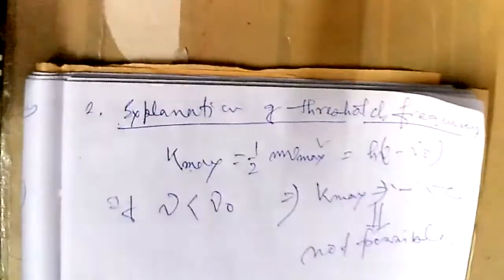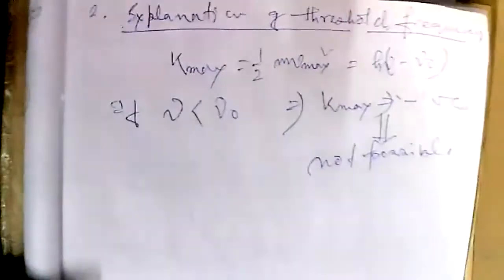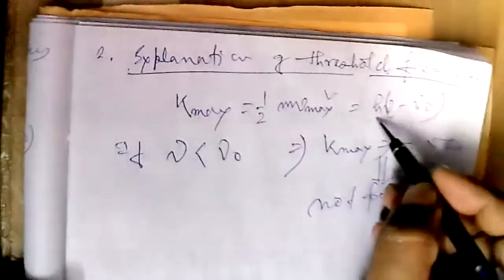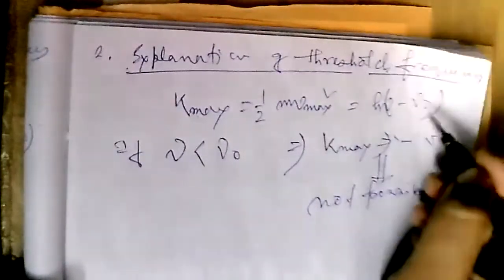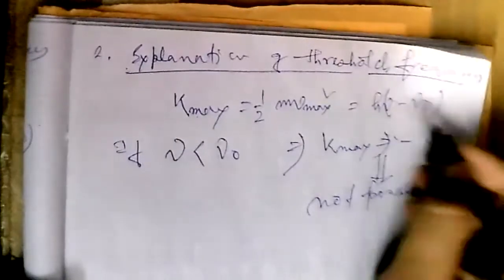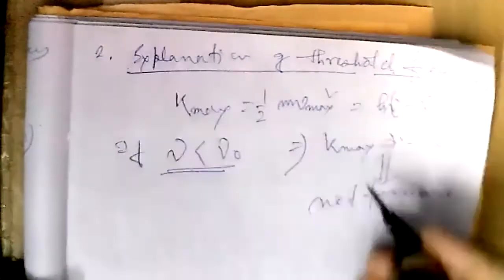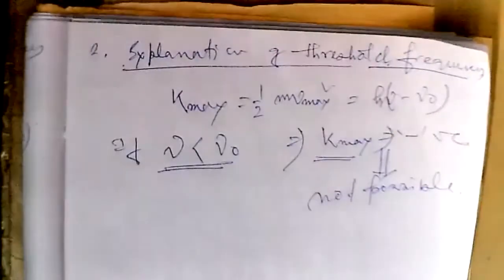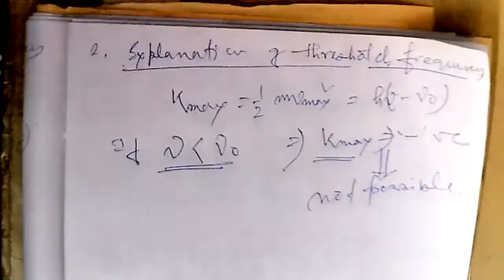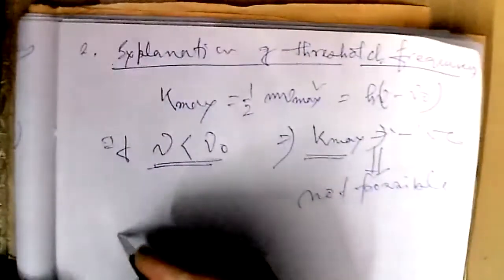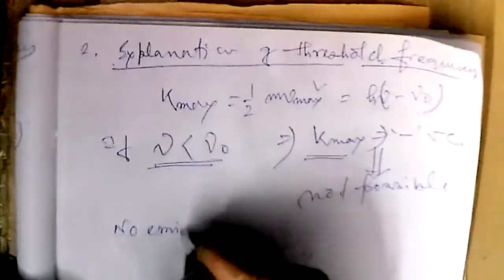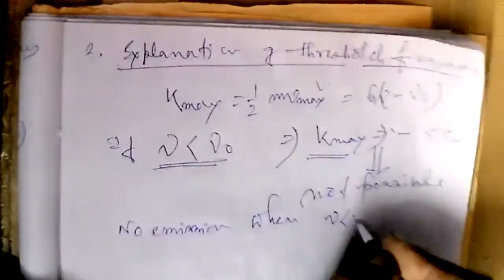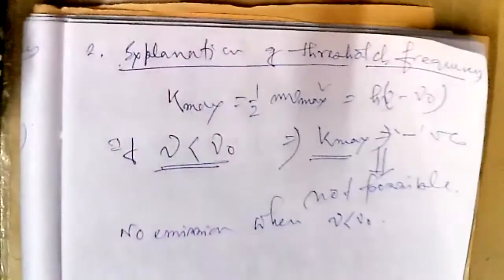So Einstein theory is able to explain the existence of threshold frequency. Kmax is equal to h into (nu minus nu naught). Now, if nu is less than nu naught, then maximum kinetic energy will become negative, which is not possible. So that means no emission when nu is less than nu naught.